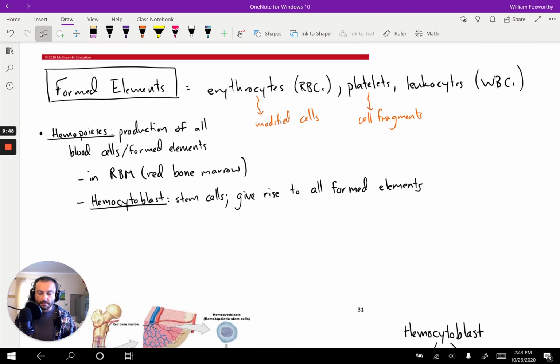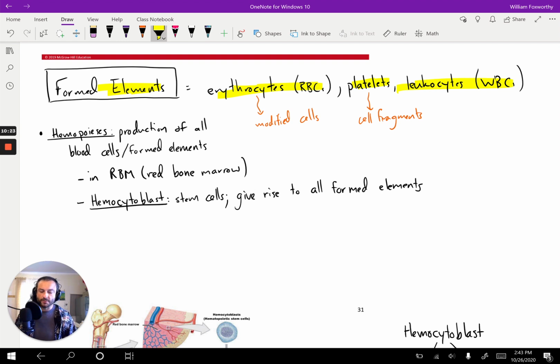The cellular component of your blood are called formed elements. And again, they're not called cells as a group because the red blood cells are modified cells. They do not have nuclei or organelles, and then the platelets are just little broken off pieces of a larger cell that are called megakaryocytes. But anyways, the formed elements include erythrocytes or red blood cells, platelets, and leukocytes or white blood cells.